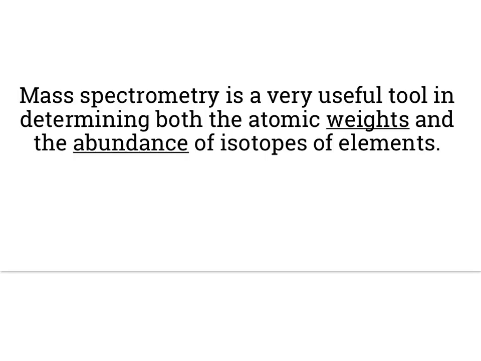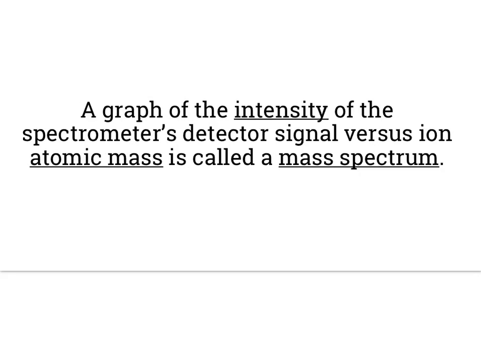Mass spectrometry is a very, very useful tool, especially if you're interested in determining the atomic weight or the abundance of isotopes of elements. It basically is how we get, well, we'll talk about that in a bit. A graph of the intensity of the spectrometer's detector signal versus ion atomic mass is called a mass spectrum. Now, these look a lot like photoelectron spectroscopy, by the way.